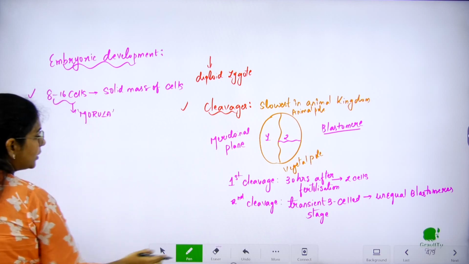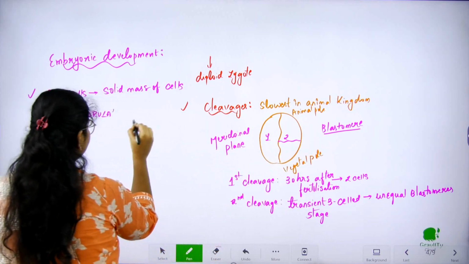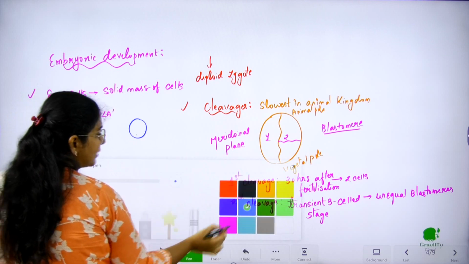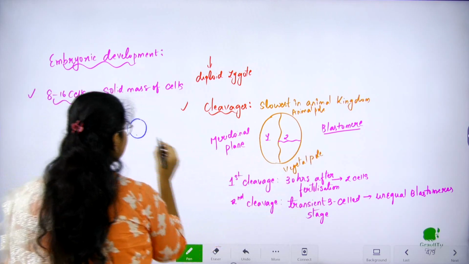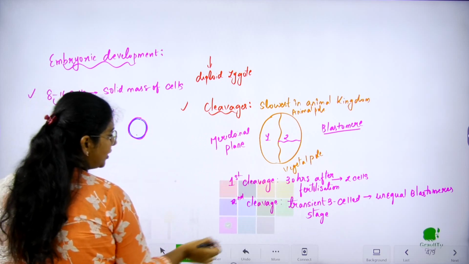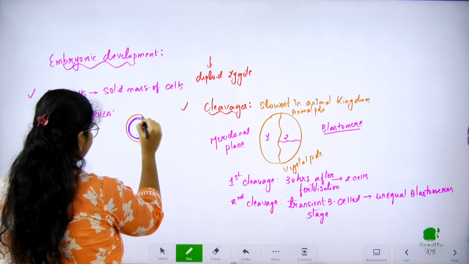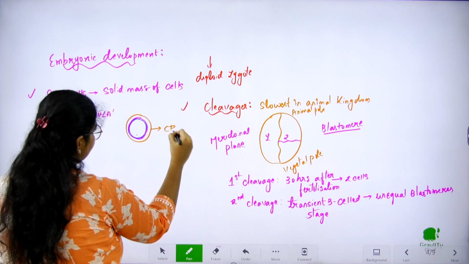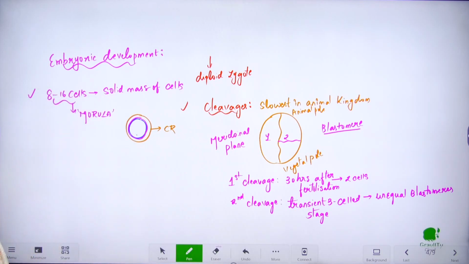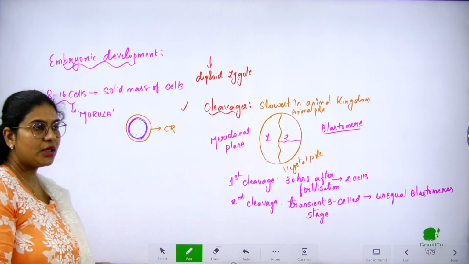Understood now? Guys, morula is having both zona pellucida as well as corona radiata. This is very important. That is morula with a nucleus, and morula is still having the intact zona pellucida. It has zona pellucida around it, that glycoprotein layer, and it is also still having the corona radiata. This is the corona radiata, CR, and the pink one is zona pellucida.